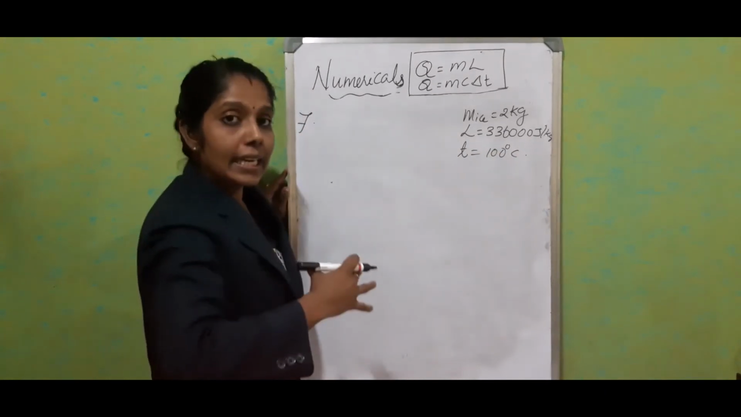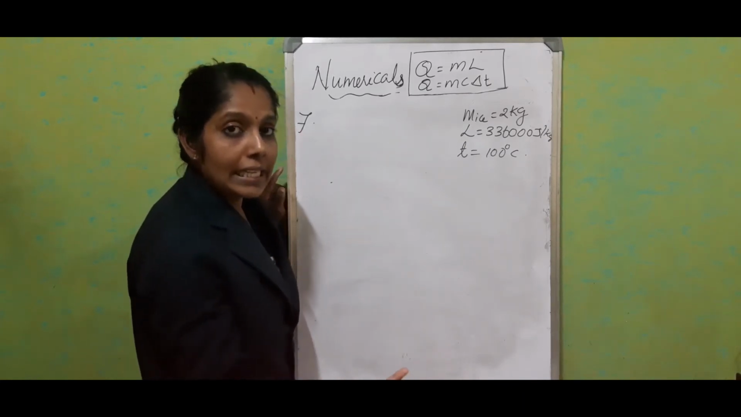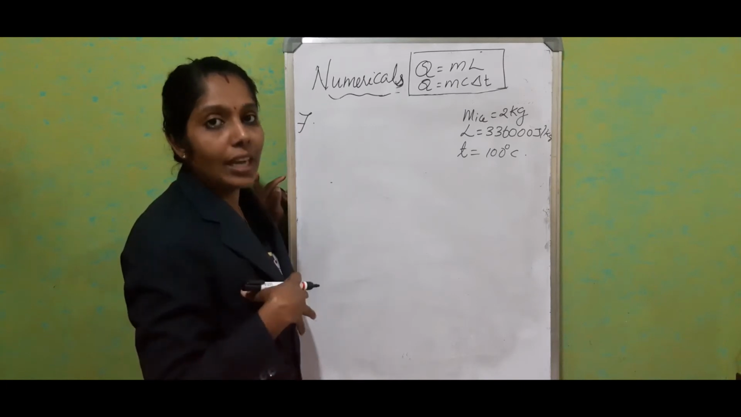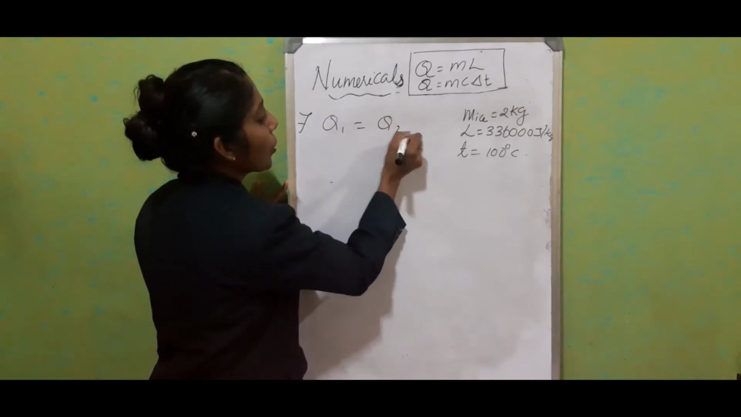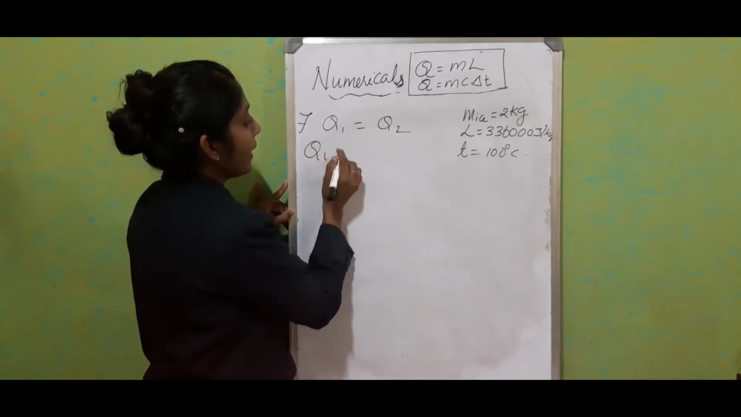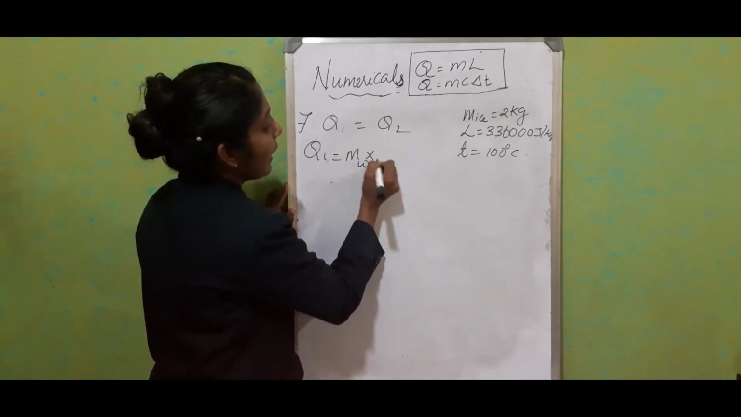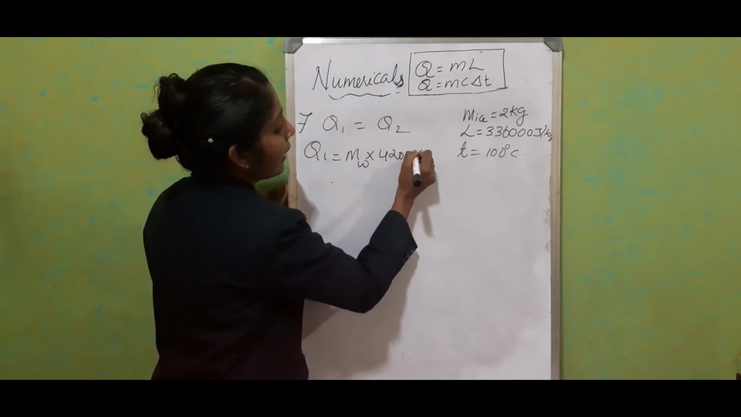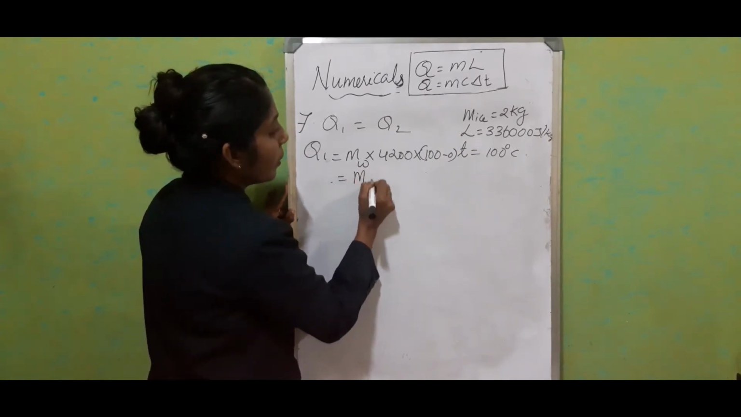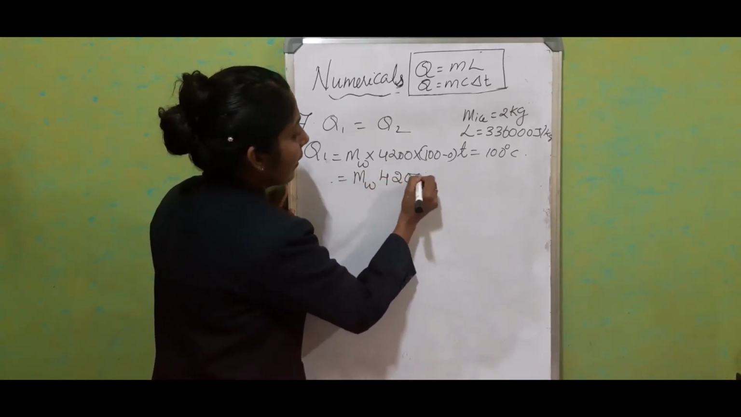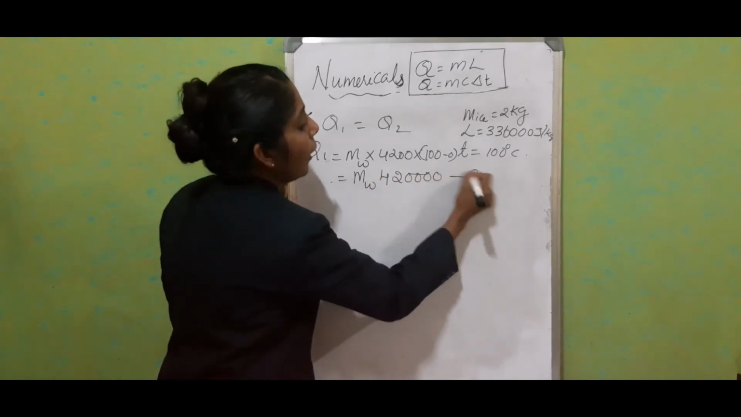So here also heat energy lost is equal to heat energy gained. The water loses the heat energy and the ice receives the heat energy. So we'll write the equation. Q1 is equal to Q2. Q1 is related to the water. So mass of water into 4,200 into 100 minus 0, or else we will get MW into 4,20,000. Okay. Then consider this as the first equation.